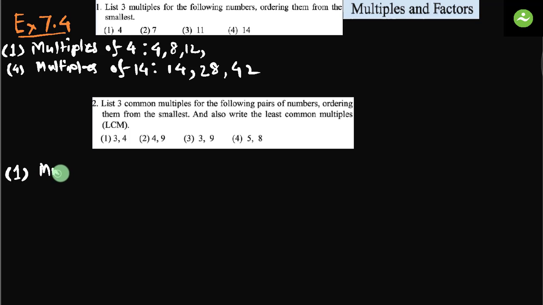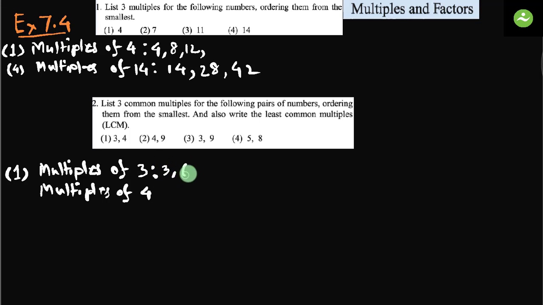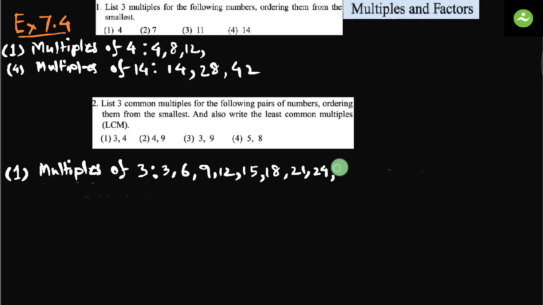Multiples of 3 and multiples of 4. Multiples of 3: 3 into 1 is 3, 3 into 2 is 6, 3 into 3 is 9, 3 into 4 is 12, 3 into 5 is 15, 3 into 6 is 18, 3 into 7 is 21, 3 into 8 is 24, 3 into 9 is 27, 3 into 10 is 30, 3 into 11 is 33, 3 into 12 is 36, and so on.